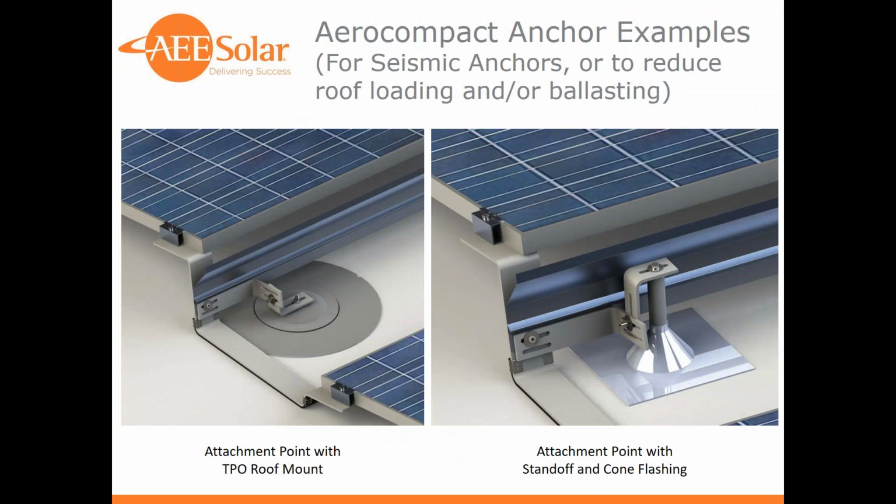Here's an example of some anchor points. So on the right is a traditional post assembly with a standoff plate with the hardware that is supplied by AeroCompact to attach to that, and that one is flashed with a cone flashing. So a roofer would come after that and make sure that the TPO or the butyl rubber or the asphalt roof material is properly put up to that cone flashing. That's one way to do that.